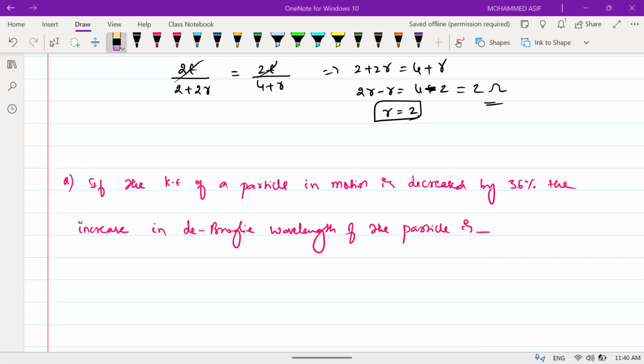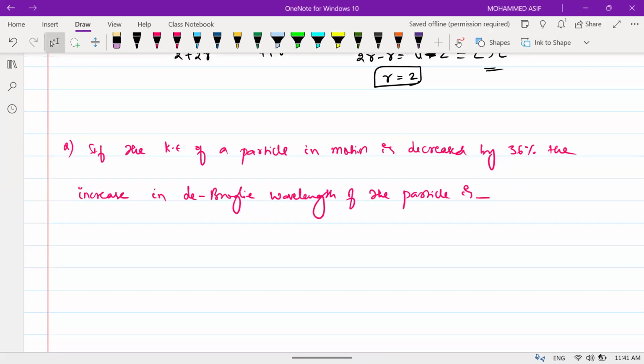Now try to do it. The kinetic energy of the particle in motion is decreased by 36%. The increase in the de Broglie wavelength of the particle is equal to how much? Options are 18%, 25%, 20%, 32%. So try to do it.